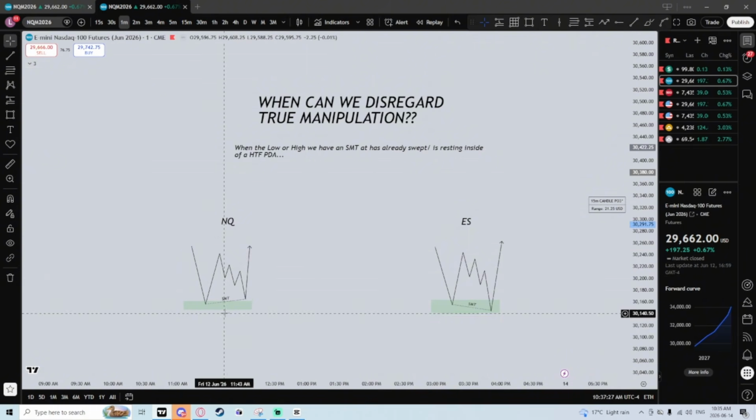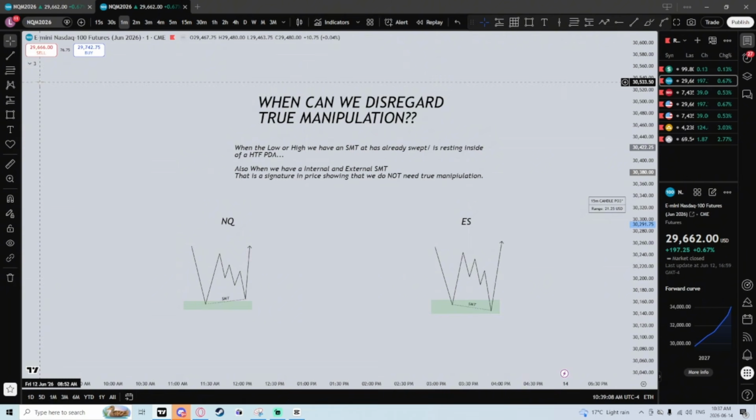This SMT, for instance, is just showing that this asset, NQ, does not need to go down to this level to get our distribution. We already got our fuel before. ES just filled up its tank a little bit, while NQ pretty much did the same. ES did the job for NQ in this scenario. We do not need to go lower.